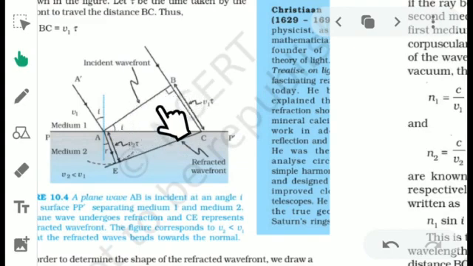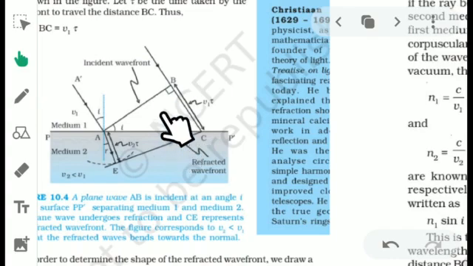Then what is this angle BAC? See here the angle is I, because you know that these two are perpendicular. This is also perpendicular. So the angle is I. This is the angle between the incident wavefront and the surface. Then the angle between the refracted wavefront and the surface is R. Now ABC and AEC both are right triangles.